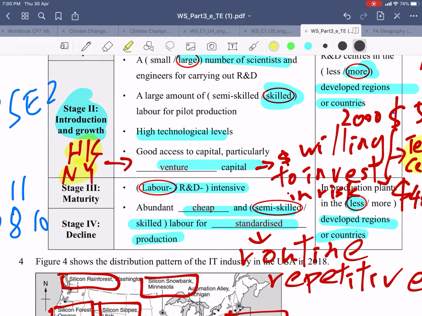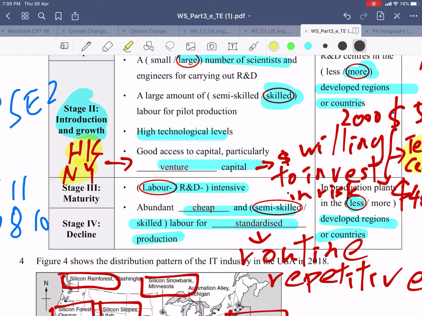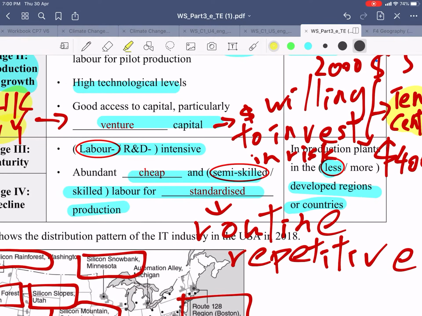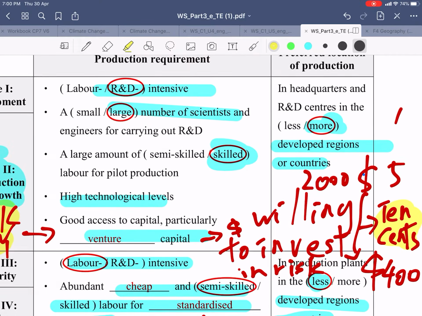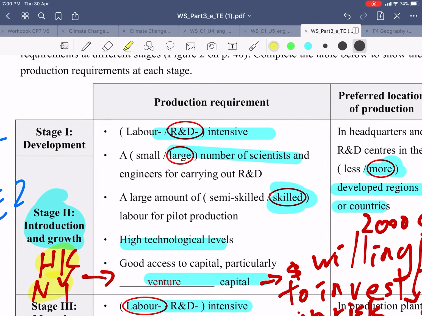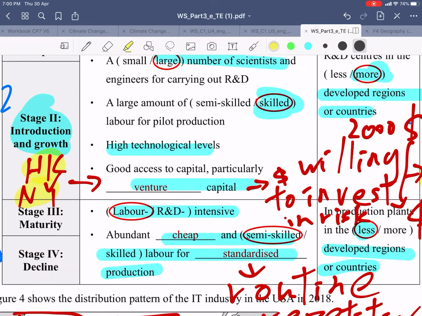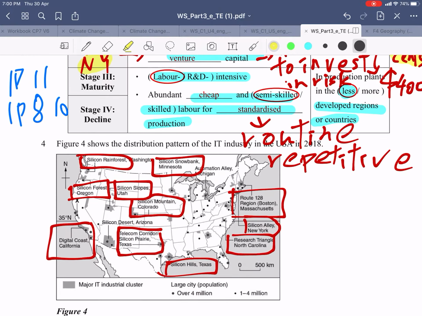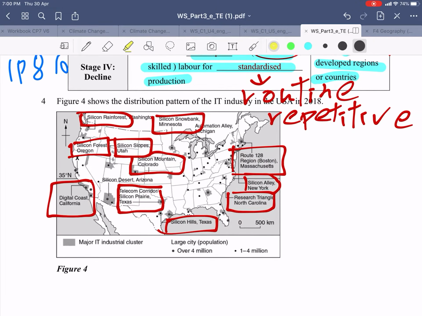Okay, maturity. How about the maturity stage? We need a lot of labor intensive work, because we need a lot of cheap and semi-skilled labor for the standardized, routine, and repetitive production. Mostly, it needs to be in a less developed country. Sorry, I haven't told you that the previous ones, stage 1 and stage 2, should be in the more developed countries. Accordingly, wow, you can see a lot of red squares right here.